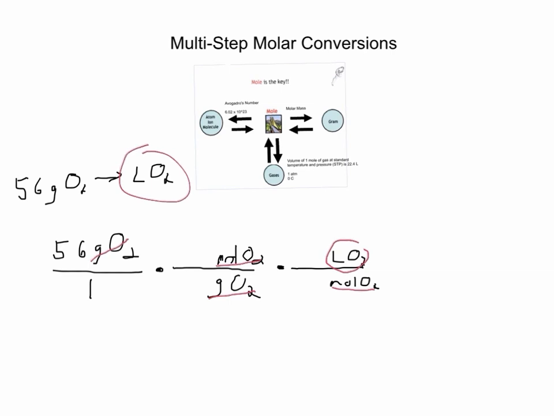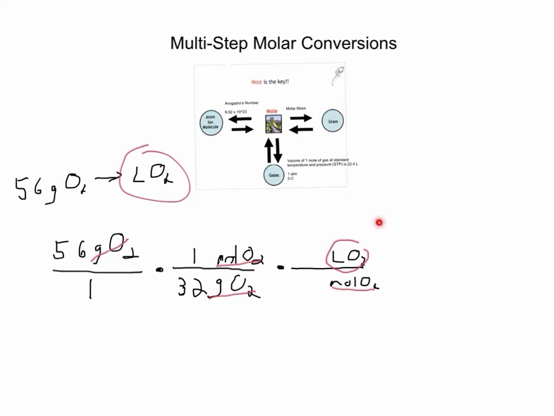Now I have to plug in numbers. So I have this fraction here, which is comparing grams and moles. Well, when I have grams and moles in the same fraction, remember that that is the molar mass that we need to convert. Looking at the periodic table, I know that 1 mole of oxygen has a mass of 32 grams. So the molar mass is 32 grams per mole.